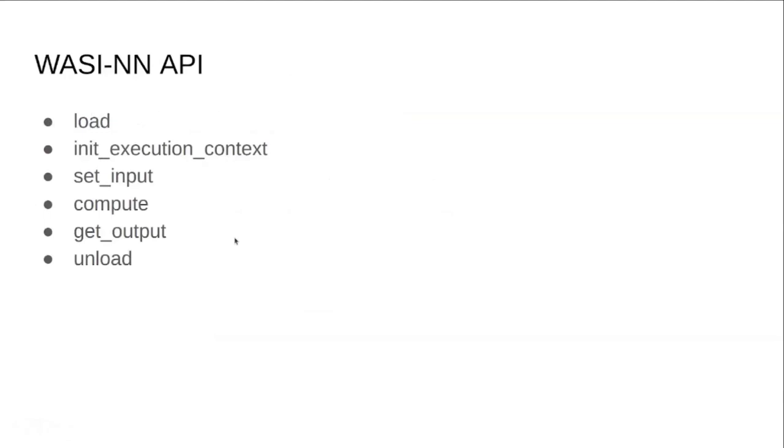Our ChatTTS backend provides 6 APIs. The load API is to load ChatTTS into a graph. Init execution context is to create a context. Set input is used to pass the input prompt to the context. Then the compute function generates the sound. Use get output to get an array from the backend. When you want to stop ChatTTS, you call unload to release the Python resource. If you want to use ChatTTS again, you need to call load, otherwise you cannot use the other functions.